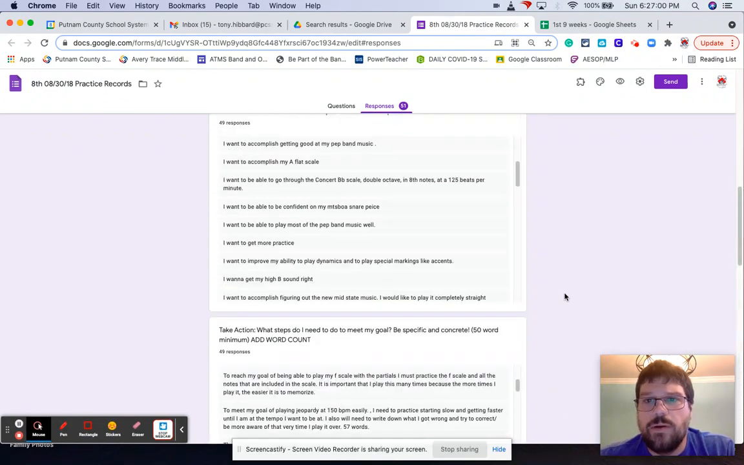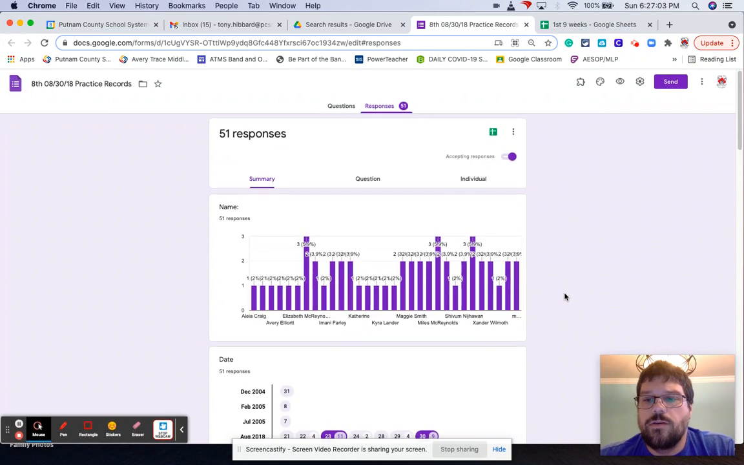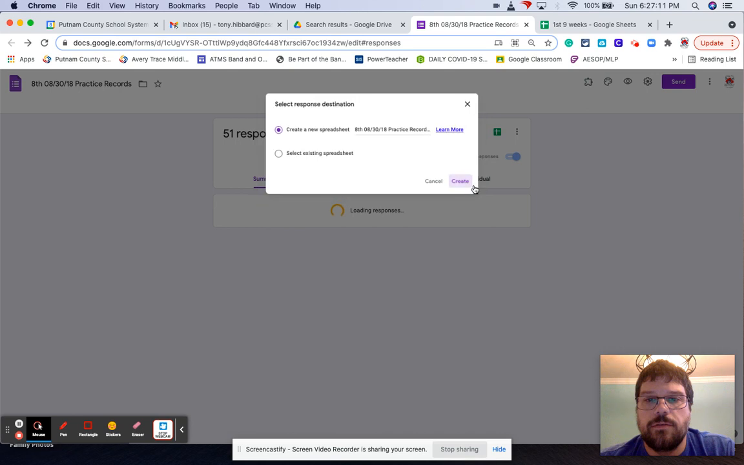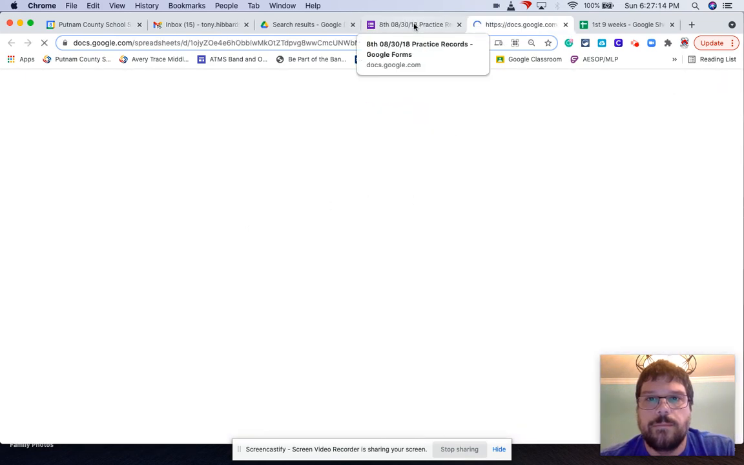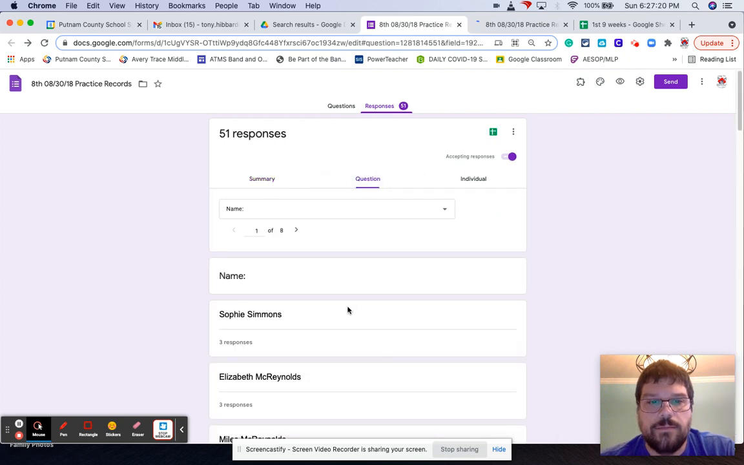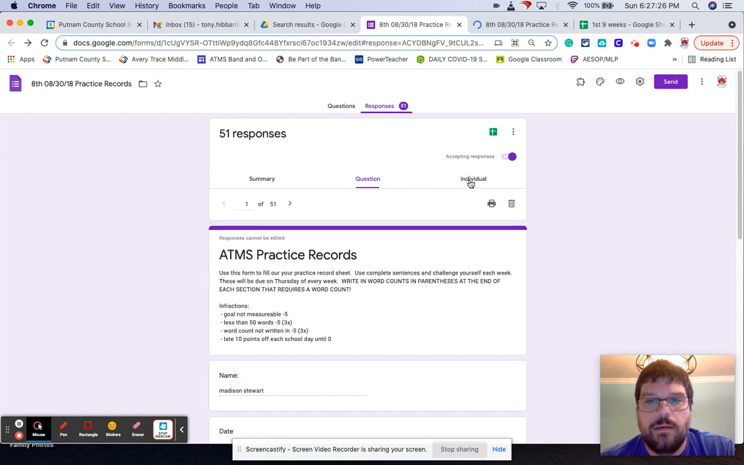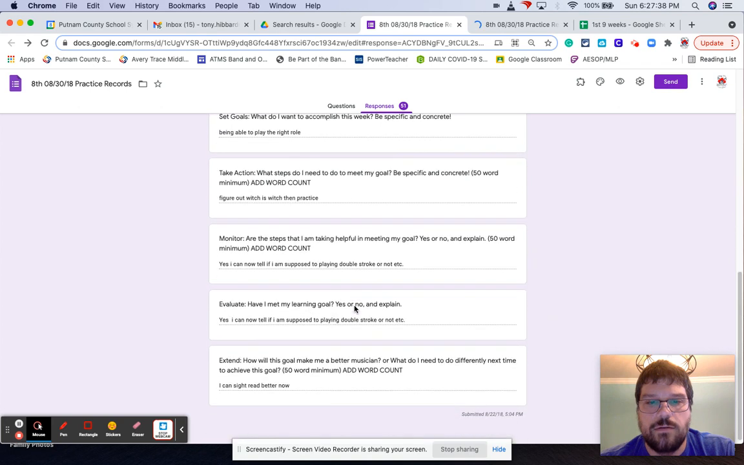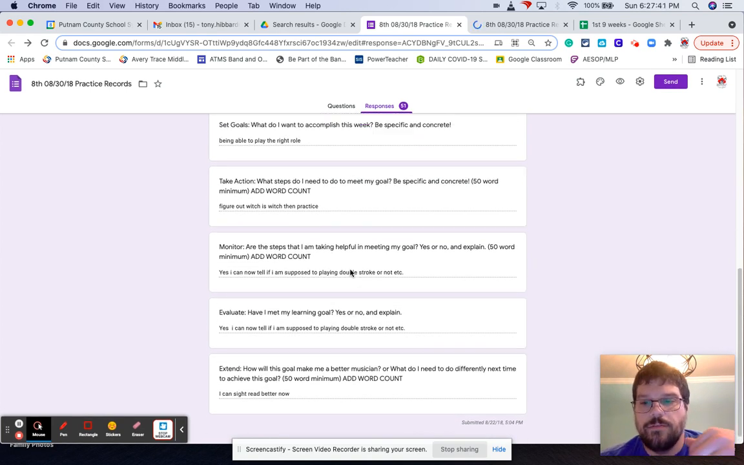And if you are anyway familiar with Google Docs and the whole Google suite, you can create a spreadsheet from these. And I'll just create a new spreadsheet real quick here. So going back to this while that's loading, you can do it by question like this. Okay, and you can see all the people that have filled out their questions. So the first one was a summary, kind of lumps it all together. The second one goes a little more in detail. And then this one, you can actually do the individual, what they actually filled out. So you can see everything one right after the next.